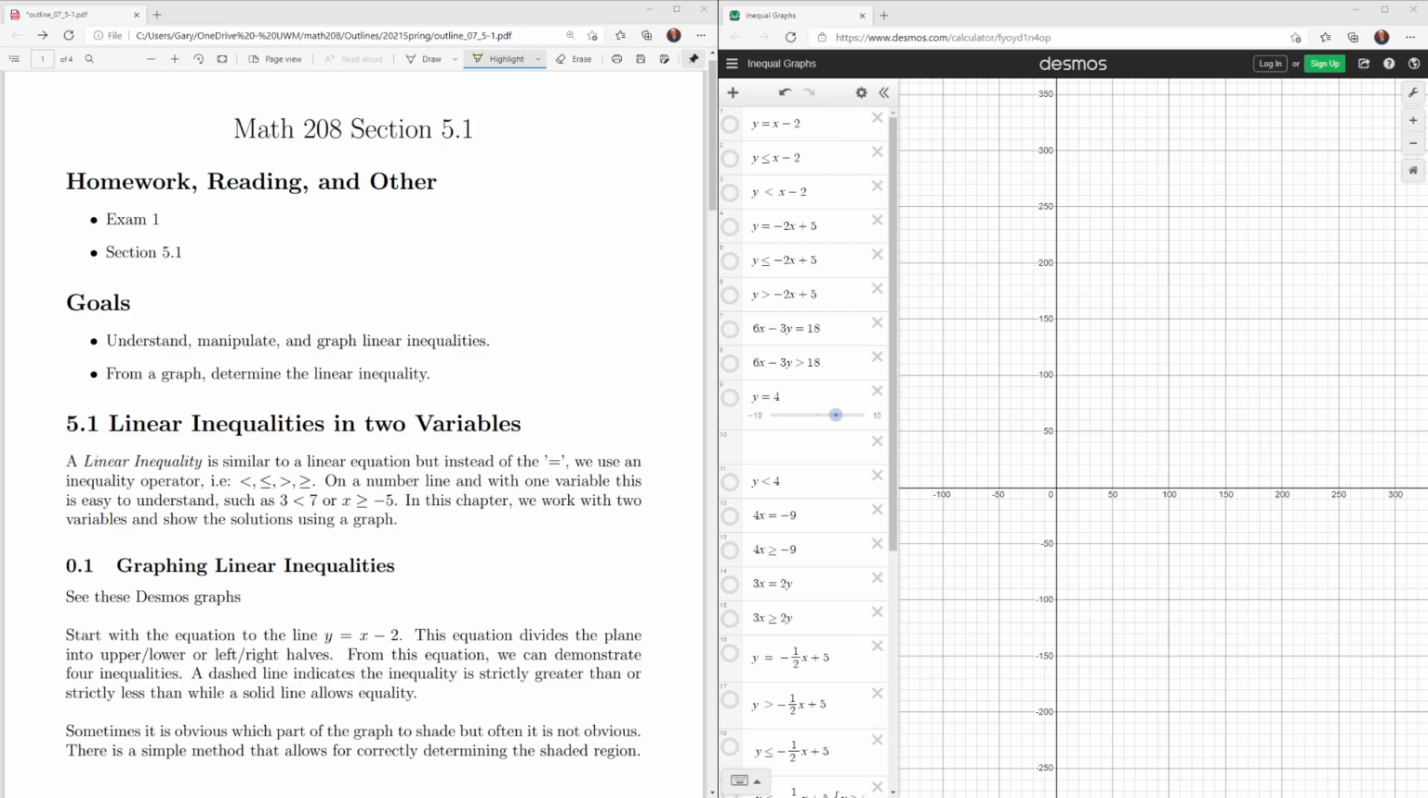What is a linear inequality? Well, we're all very comfortable with using equations. 2x plus 3y equals 5. A linear inequality is very similar to that, only instead of 2x plus 3y equals 5, it would be 2x plus 3y is less than or equal to 5. Or maybe it's less than 5. Perhaps it's greater than 5. Or even greater than or equal to 5.